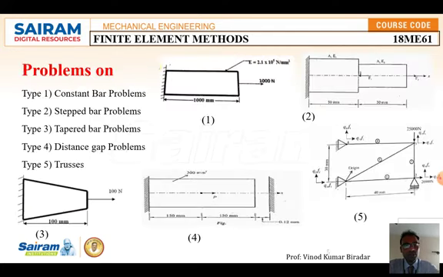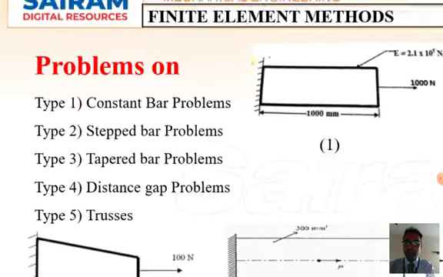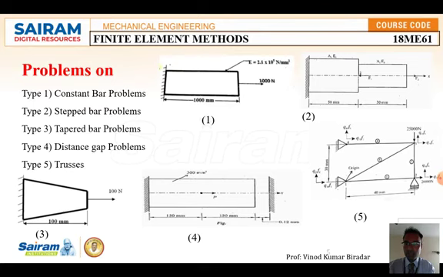Now coming to the problem section. In module 2 you have 5 different types of problems. Look here, type 1 is nothing but constant bar problems, type 2 is stepped bar problems, and type 3 is tapered bar problems. It is also called cross section varying. Type 4 is distance gap problems. Type 5 is trusses. So these are the different types of problems we have to solve in the theory class. If you become perfect in these problems, you can get 20 more marks in module 2.